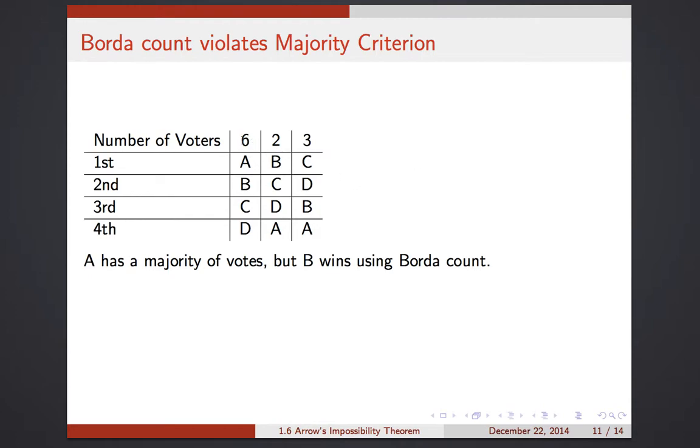Notice in this election, A has a majority of first place votes. He doesn't just have the most first place votes, he has a majority of first place votes. There are 11 voters, and A has captured 6 of them for first place. Okay, and I'm not going to write it out, but B wins using Borda count. You can write out the point system yourself and see that B gets more points than anybody else. So what's happened here, A had a majority of first place votes, yet he lost. So if you're candidate A, you probably feel like something unfair happened to you, right? I got a majority of first place votes, yet I still lost, right? That doesn't seem fair. So Borda count violates the majority criterion.